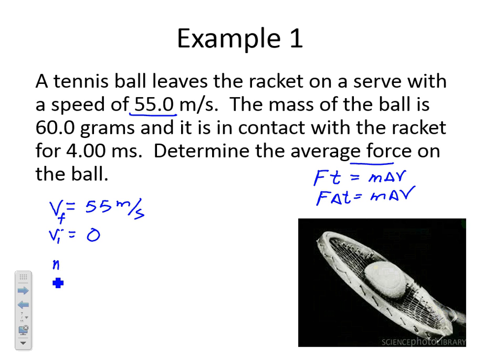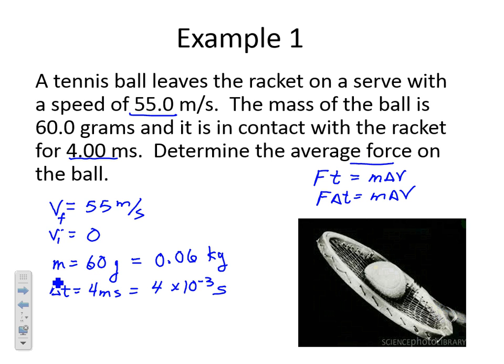The mass of the ball, 60 grams. I've encouraged you to use kilograms, and you need to when you're using a force. So divide by 1,000, you get 0.06 kilograms. It's in contact with the racket for 4 milliseconds. So our delta t is 4 milliseconds, or 4 times 10 to the minus 3 seconds. We're solving for average force.